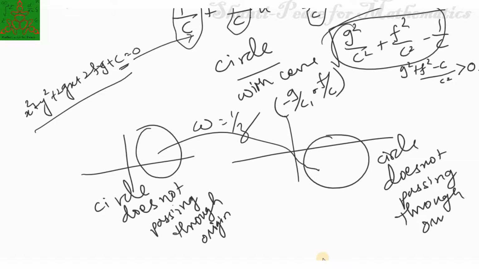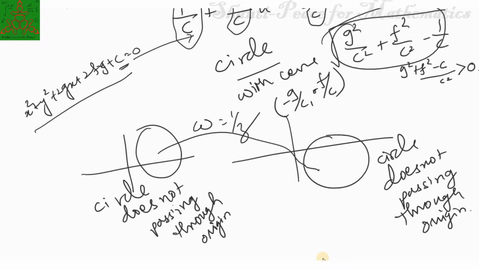So the question was to find out the image of that circle. The image of the circle depends on the value of c. If c is 0, that means the circle is passing through 0, then its image will be a line not passing through origin. And if the circle is not passing through origin, the image is a circle not passing through origin.